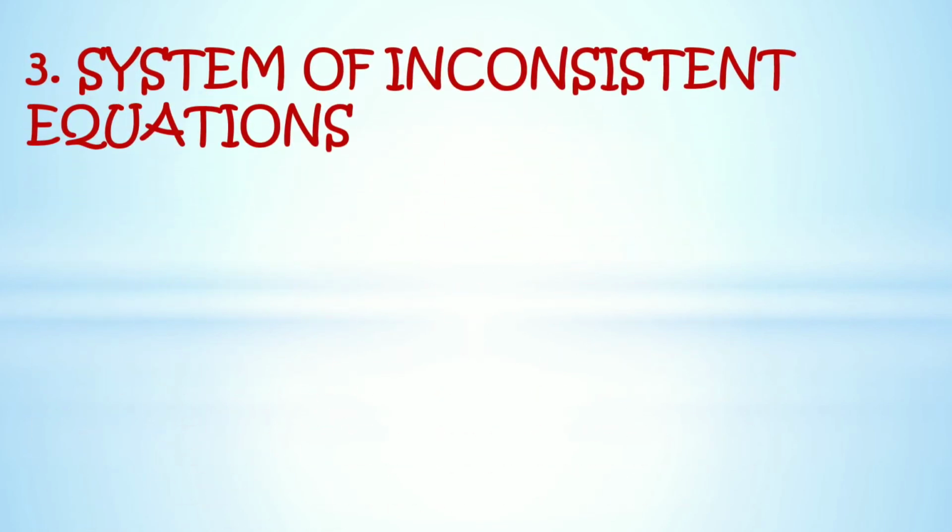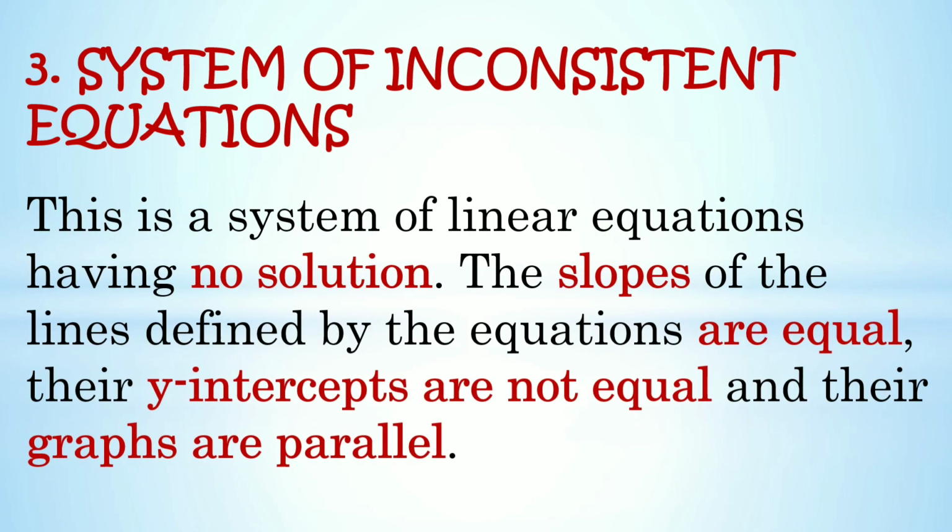Number 3, so we have system of inconsistent equations. So, ito yung pangatlong kinds ng system. So, system of inconsistent equations. So, this is a system of linear equations having no solutions. So, wala siyang solutions. The slopes of the lines defined by the equations are equal. So, equal ang kanilang slopes. And their y-intercept are not equal. So, hindi equal yung kanilang y-intercept. And their graphs are parallel. So, pag parallel, pag may nakita kayong graphs, the parallel, ang tawag na natin doon ay system of inconsistent equations.